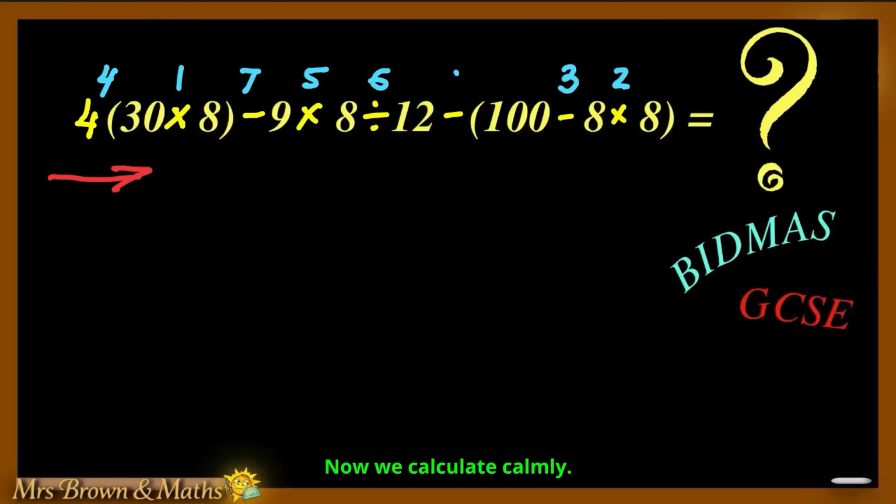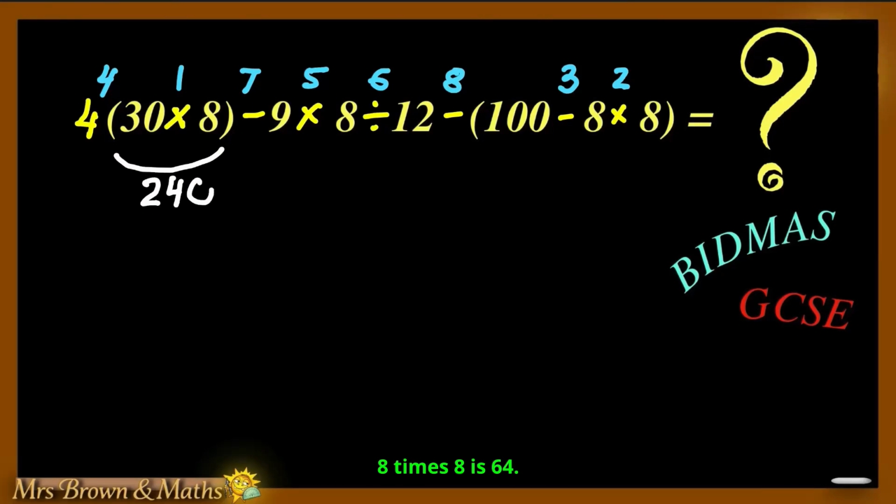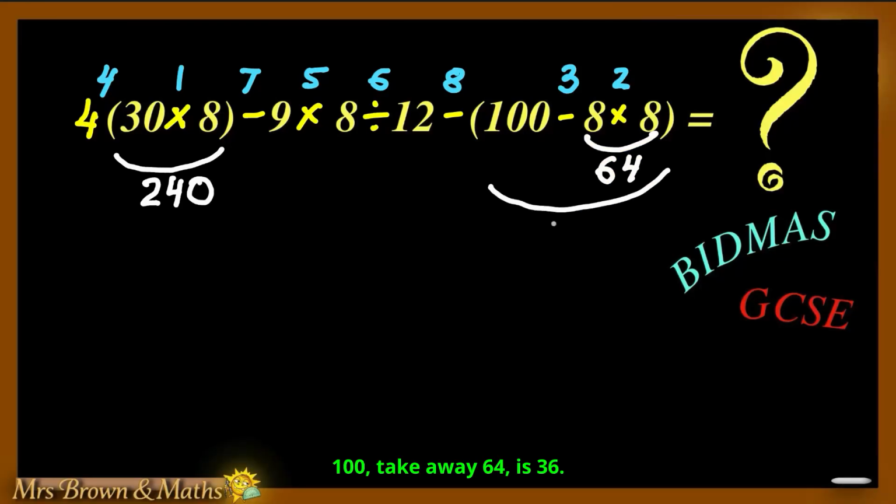Now we calculate calmly. 30 times 8 is 240. 8 times 8 is 64. 100 take away 64 is 36. 4 times 240 is 960.